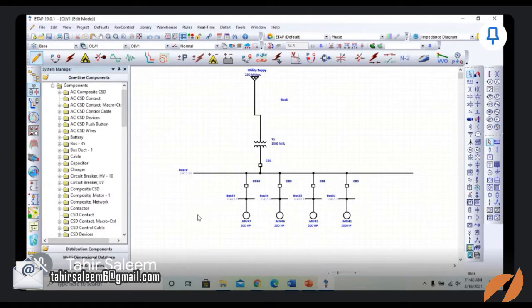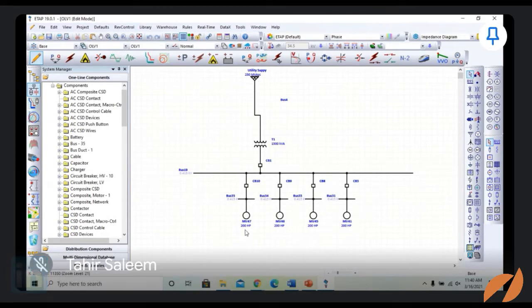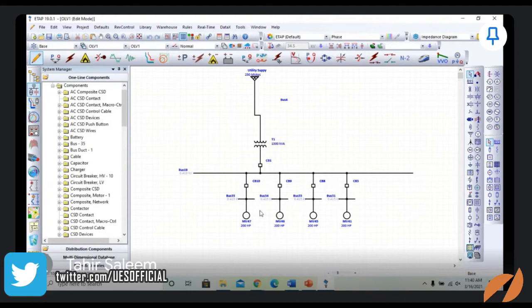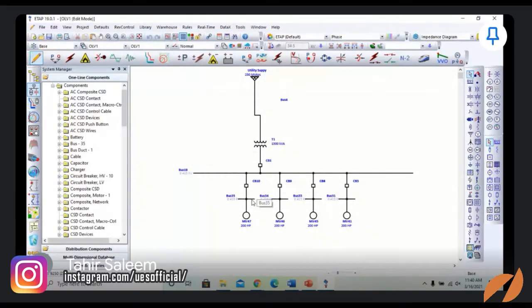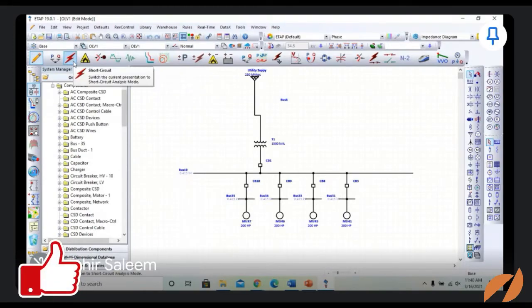This is available in the three phase voltage, that is line to line voltage. Now here we have connected four branch circuits, each having a motor of 200 horsepower with a circuit breaker connected to it, and we have also marked a bus bar for putting a fault, as an example. So let me go to short circuit mode.